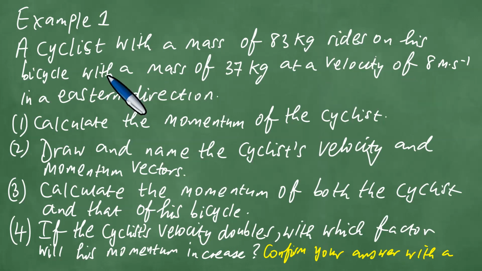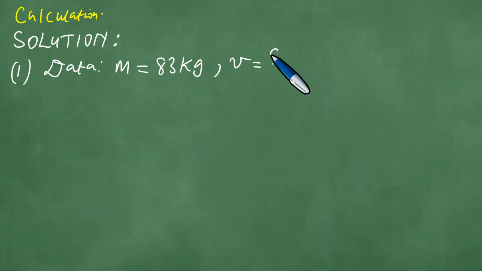The velocity, okay, he rides on his bicycle. The bicycle has a mass of 37 kilograms at a velocity of 8 meters per second in an eastern direction. So the velocity is exactly 8 meters per second. And the momentum is what the question wants.